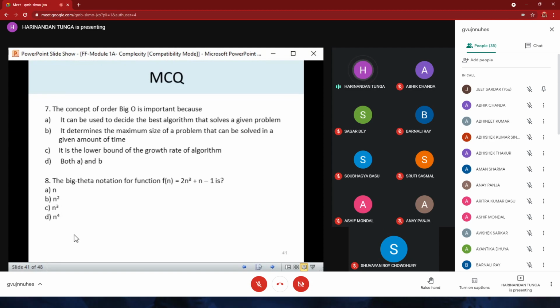A and B both. No. The maximum size of the problem that can be solved in a given amount of time, the maximum time.